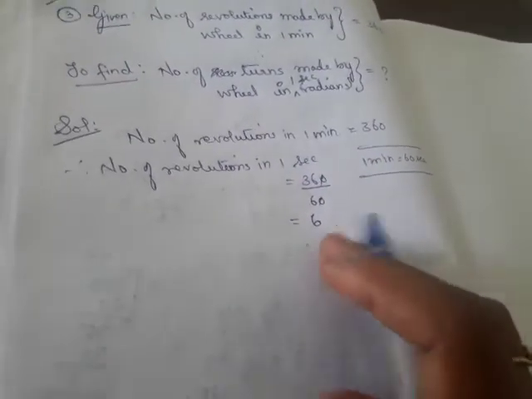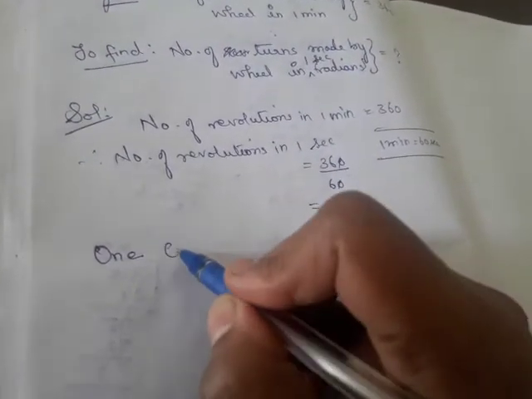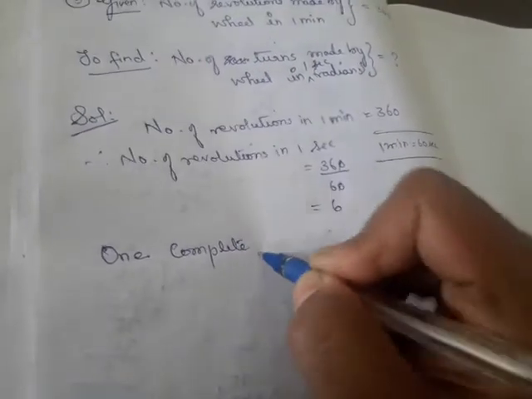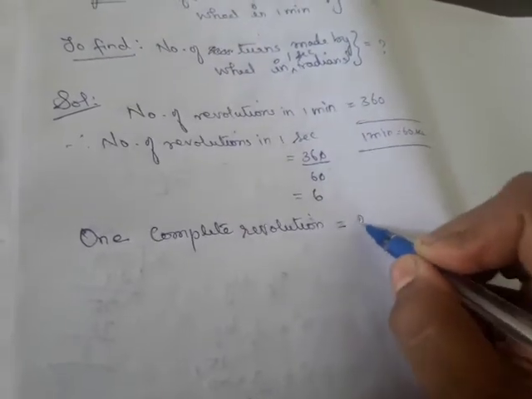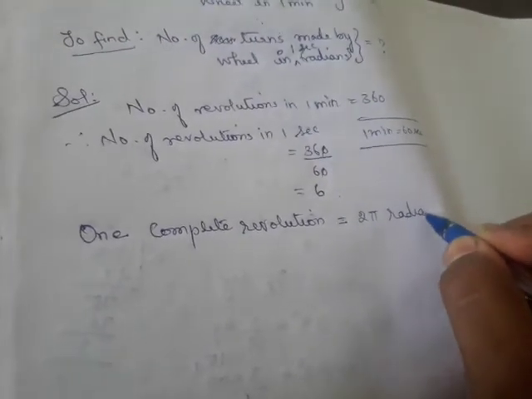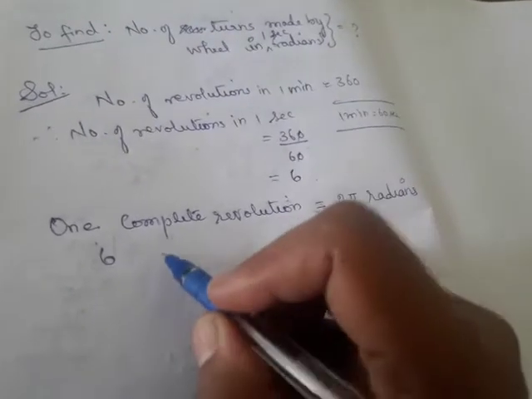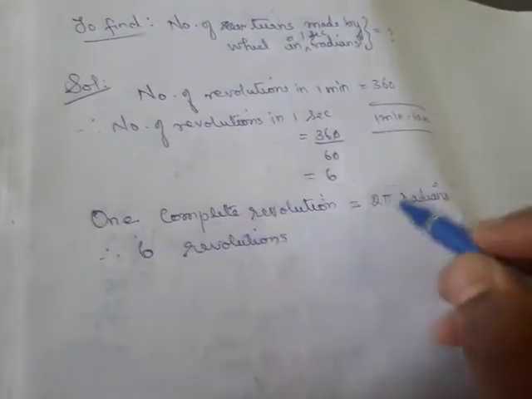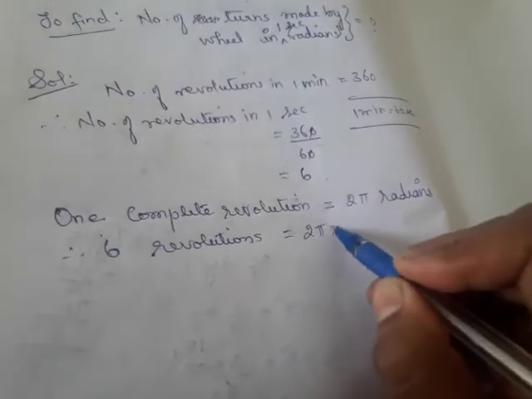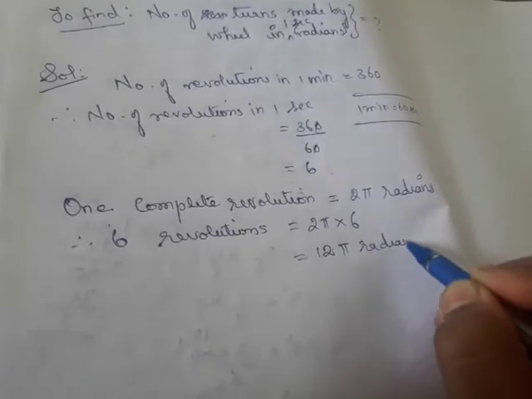Now we need to find it as an angle in radians. So one complete revolution will make how many turns in radians? 2 pi radians, right? 2 pi radians. Now we need to find for 6 revolutions. Therefore for 6 revolutions, it is 2 pi into 6, which is equal to 12 pi radians, right?